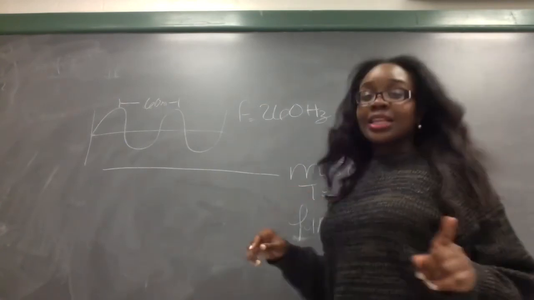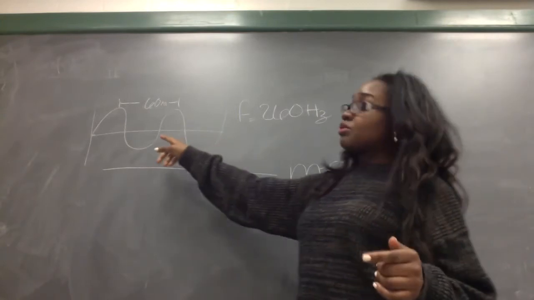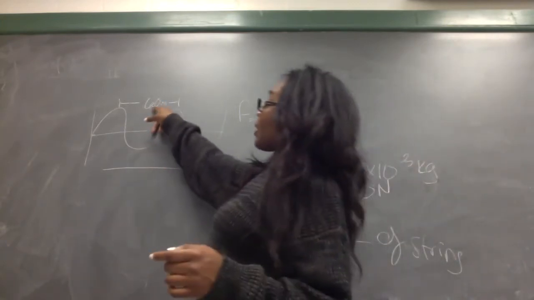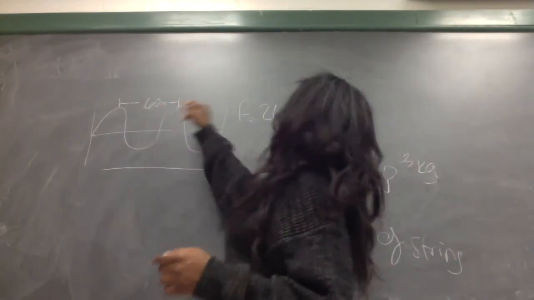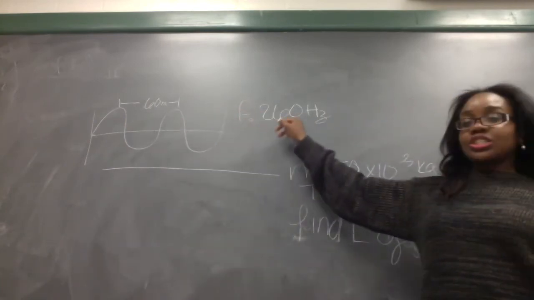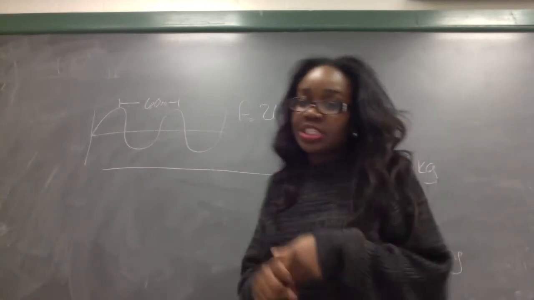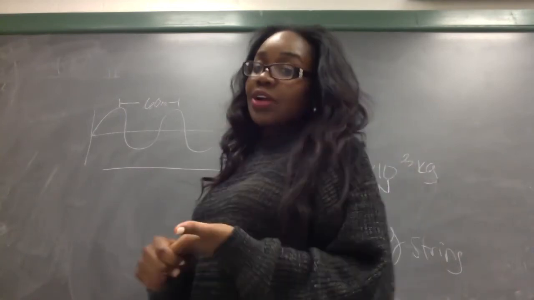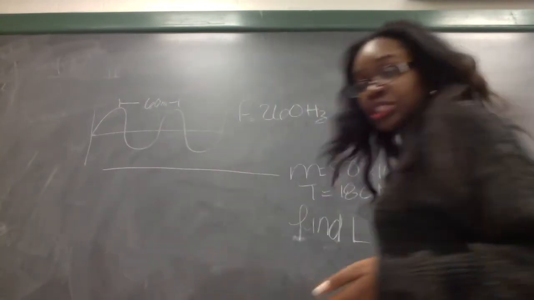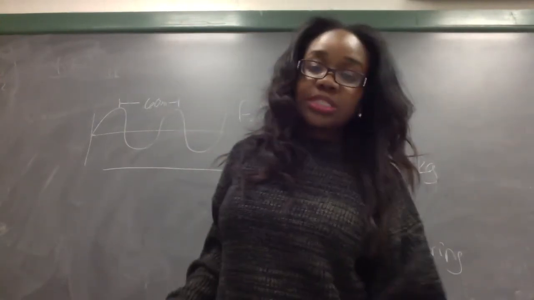And so another thing that they gave us is that we have transverse waves, and it has a wavelength of 0.60 meters, and it also has a frequency of 260 hertz. So this problem is loaded with tons of information that we can use in order to figure out the length of the string, which is what we're trying to find. Okay, so how will we go about attacking this problem?